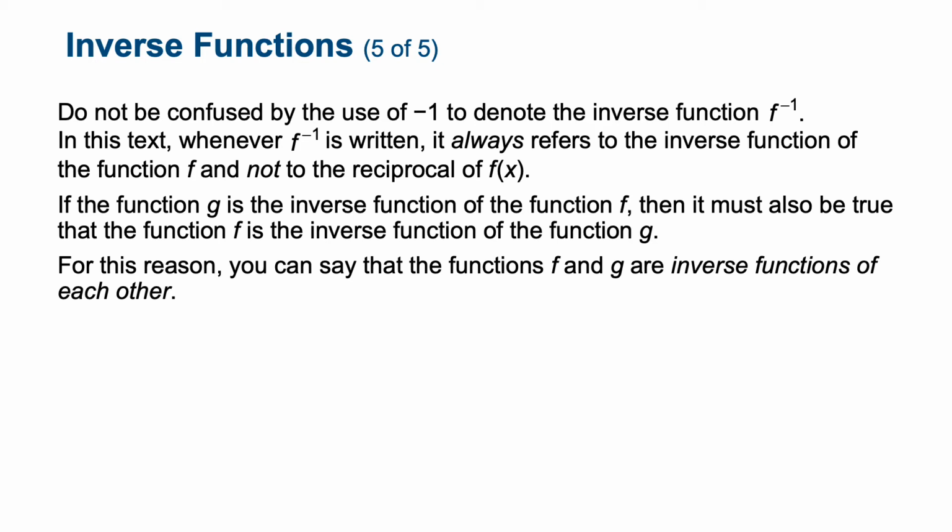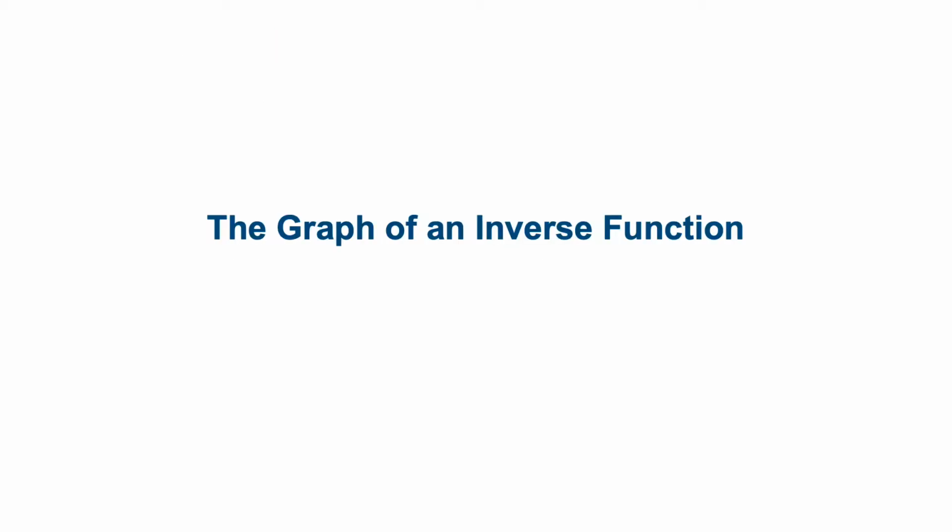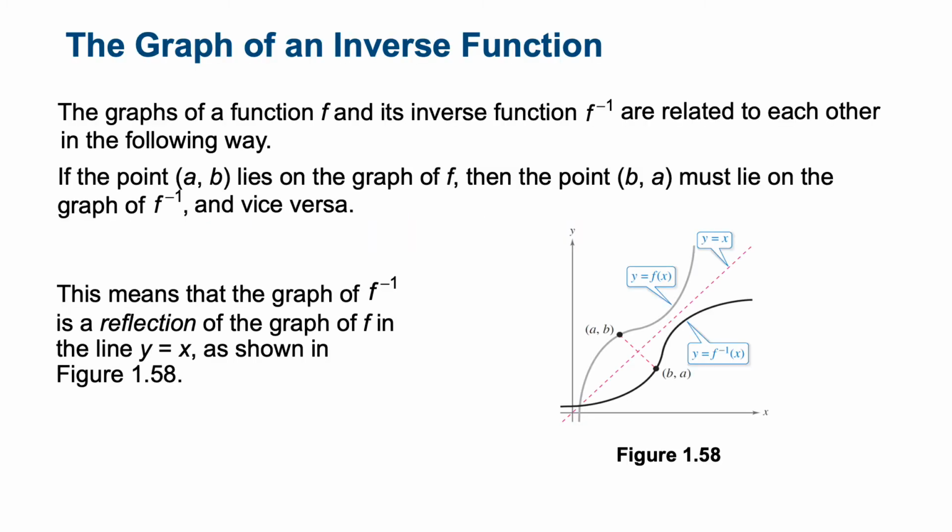Okay? So if the function g is the inverse function of the function f, it must also be true that f is the inverse function of the function g. So that's why we can say the functions f and g are inverse functions of each other. Okay, so what's up with the graph of an inverse function? Let's talk about that. Okay, so the graph of an inverse function.